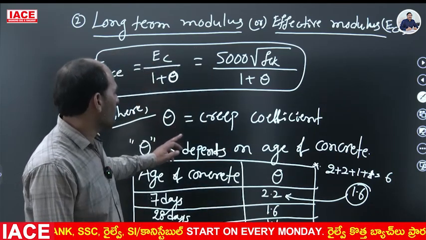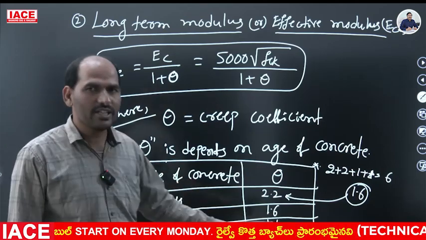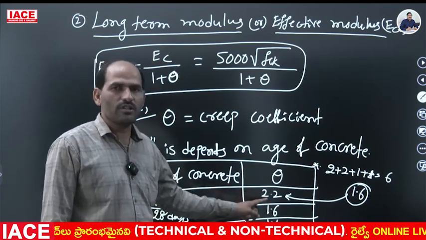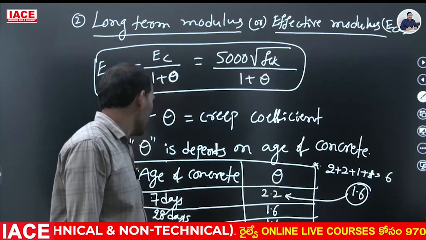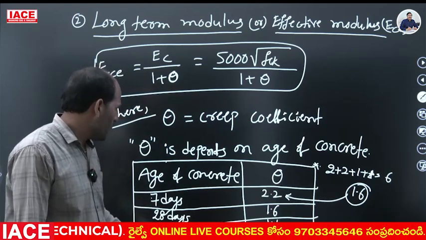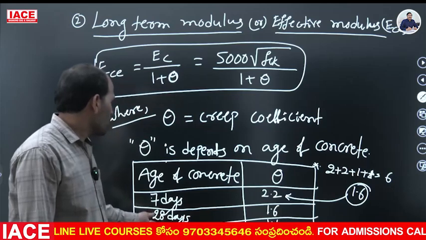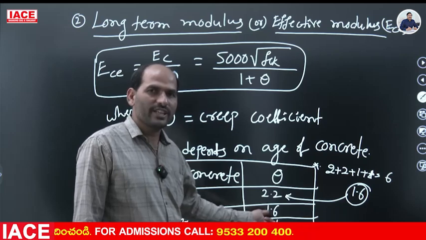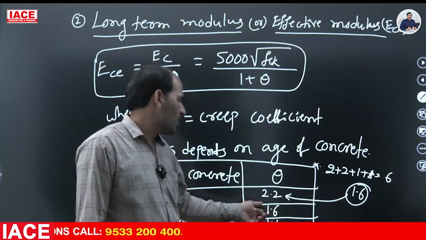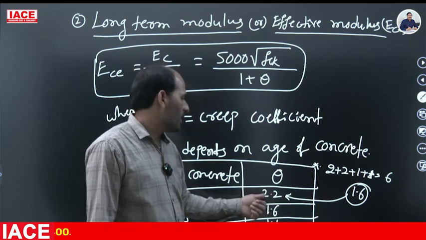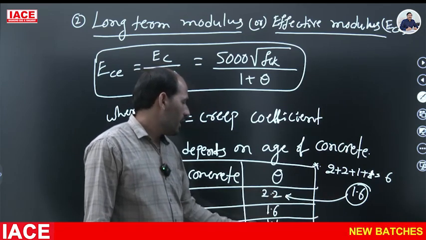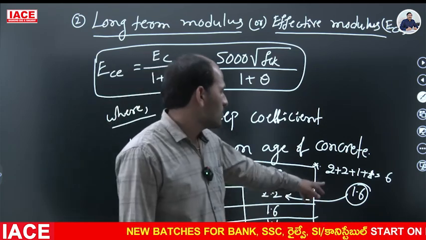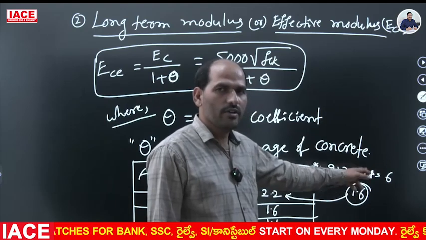The creep coefficient depends upon the age of the concrete. If the age of the concrete increases, the creep coefficient value decreases. For 7 days age of the concrete, the creep coefficient value is 2.2, and for 1 year it is 1.1, remember. For 28 days, that is 1 month, it is 1.6. If it is confusing, remember 2.2 means 2 plus 2, 4. Here 1.1 means 1 plus 1. So 4 plus 1 plus 1 is 6.